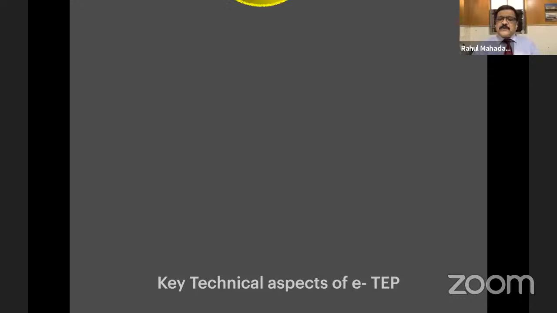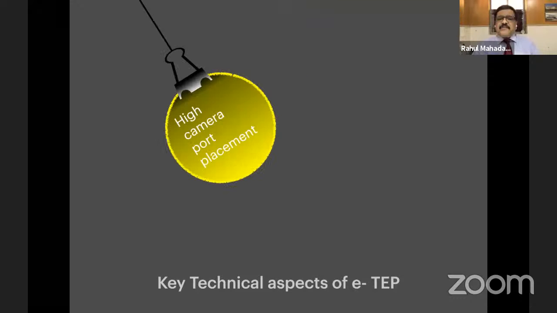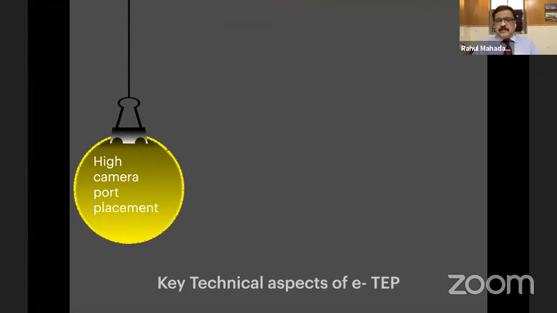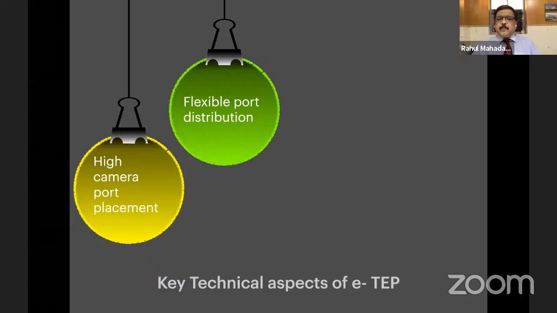So key technical aspects of eTEP are, first, high camera port placement, that is way above in the anterior abdominal wall. Then flexible port distribution. Now, what do we mean by flexible port distribution? Flexible port distribution means you can put, if required, one more port or extra port that can facilitate the dissection. Also, maintaining the extraperitoneal space. So, without causing any trouble, you can deal with the complex cases.